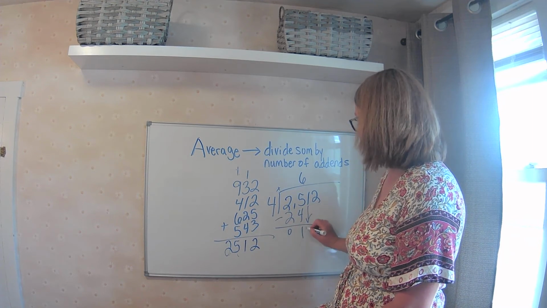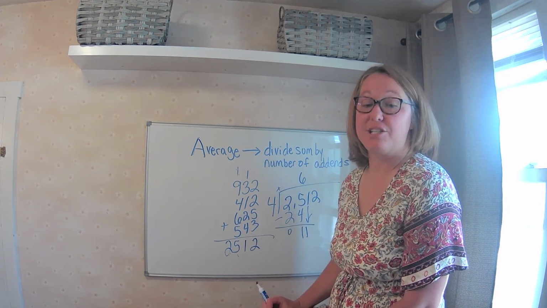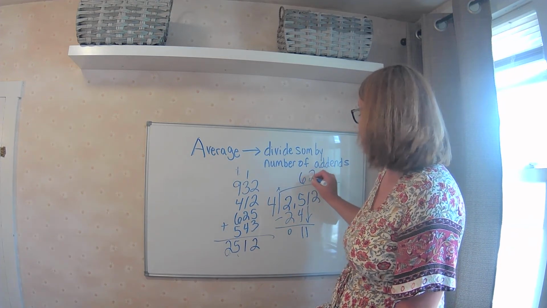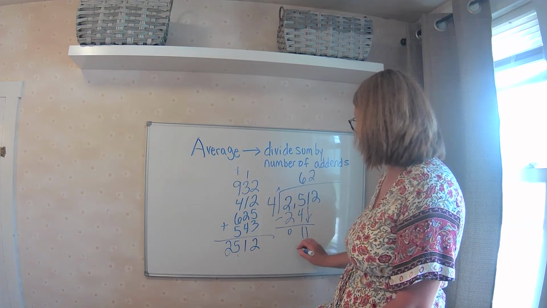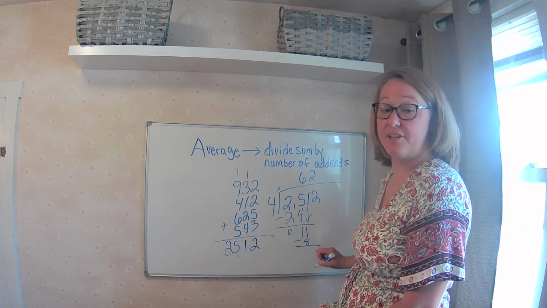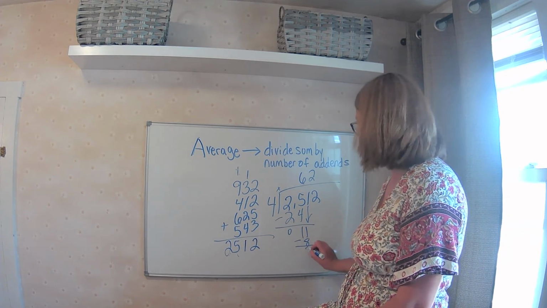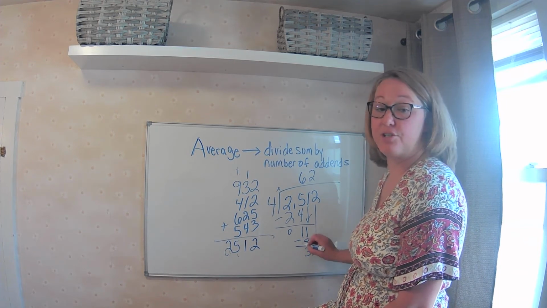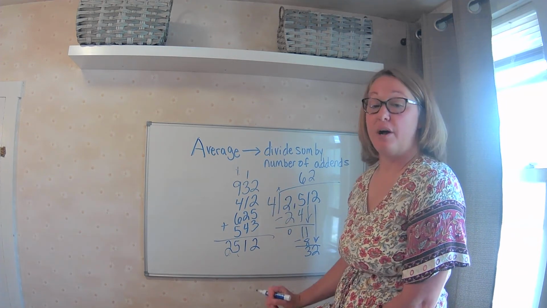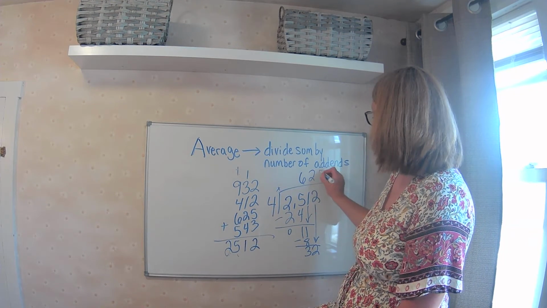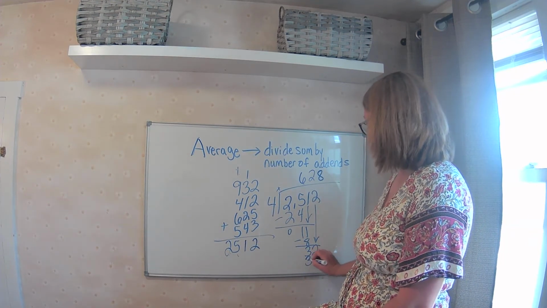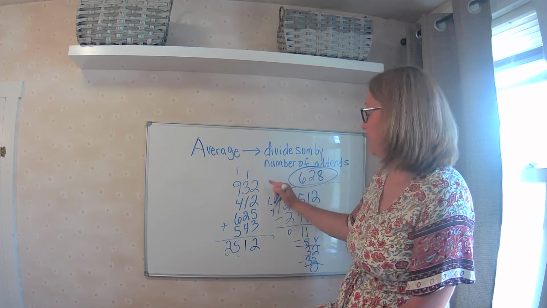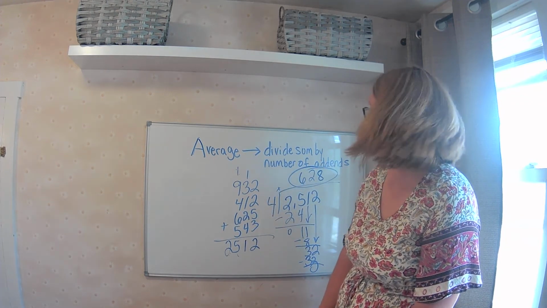Bring down the 1. Well, 4 can go into 11 2 times, which will give us 8. So 2 times 4 is 8. I'm going to subtract now. 11 minus 8 is 3. And bring down the 2. Now I start again. 32 divided by 4. Well, we know 4 times 8 is 32, so we'll put an 8. We'll get 32, and we have a 0. And so my average is 628.